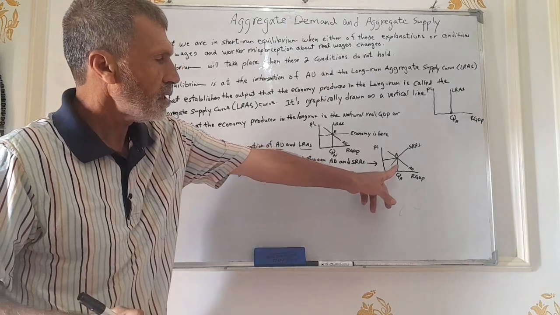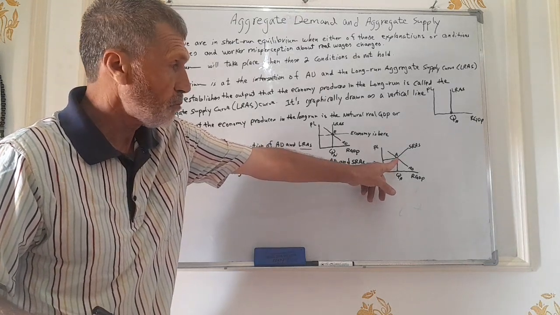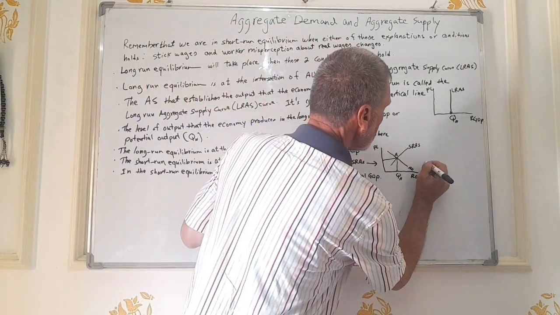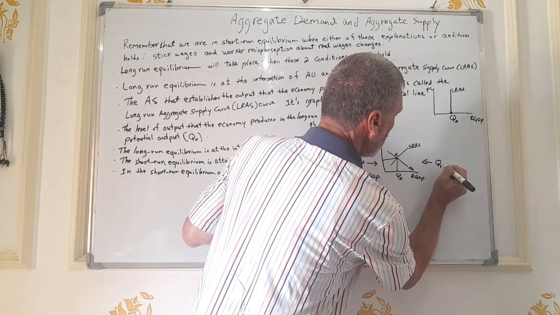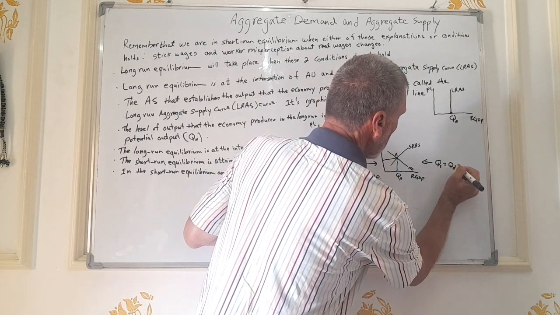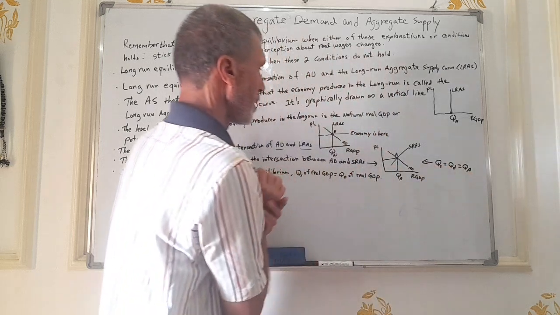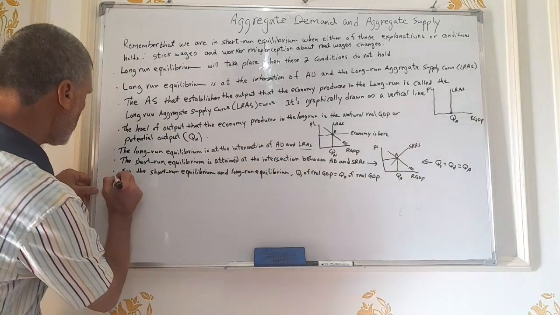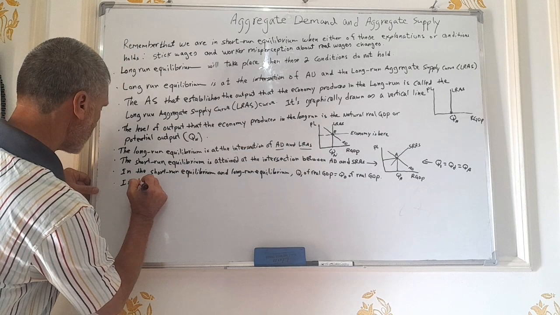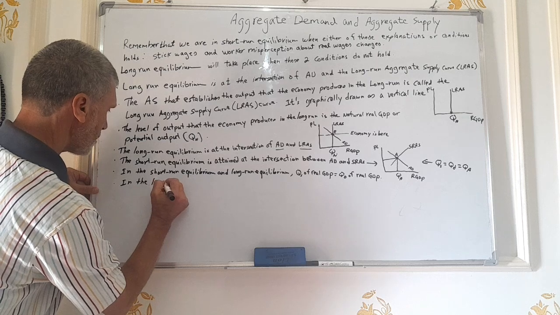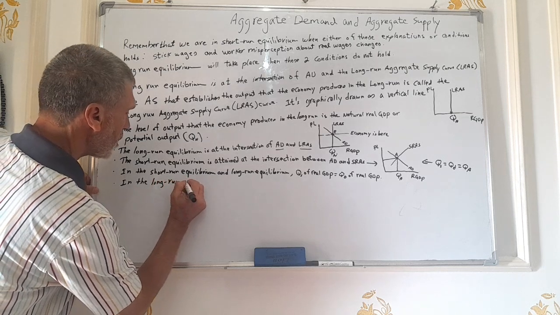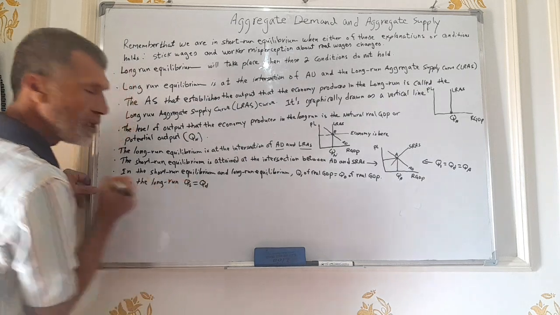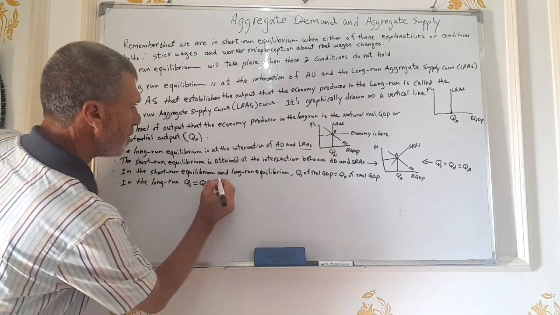Over here, in the short run, quantity supplied equals quantity demanded at the point of equilibrium, and it is equal to QA. Over here, the quantity supplied in the long run, the quantity supplied of real GDP equals the quantity demanded of real GDP, and is equal to QM.